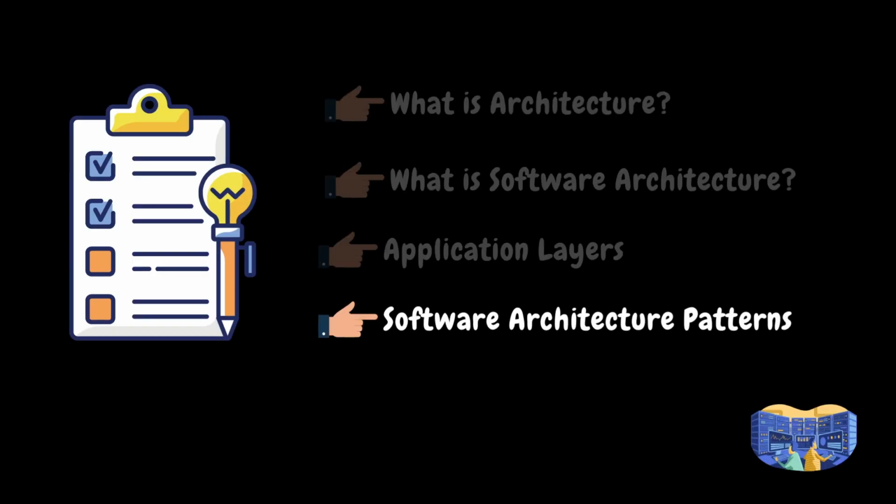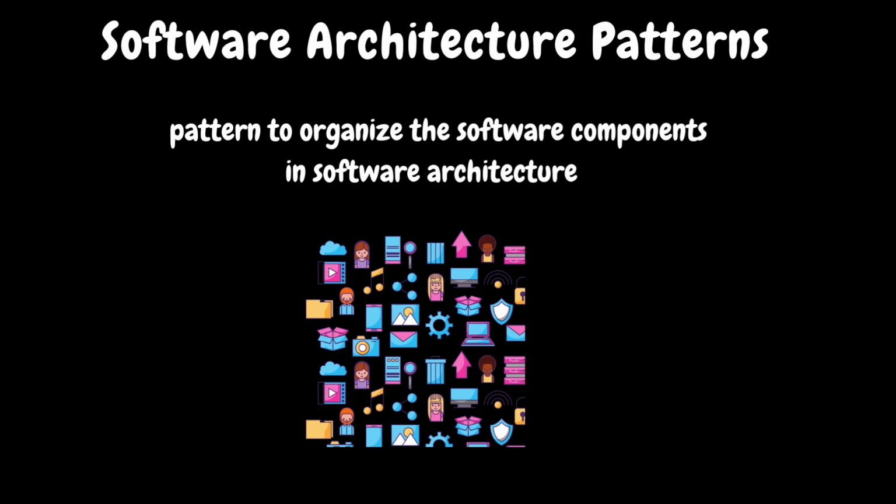Now let's talk about software architecture patterns. Before exploring the different software architecture patterns, it is important to understand what a software architecture pattern is. So let's quickly explore it. Basically, it is a predefined pattern to organize the software components in software architecture. There are different ways to organize the components in the software architecture. In each pattern, the components are organized differently for meeting the client's requirements.